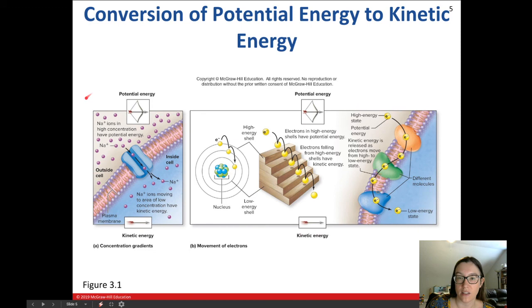And here is a review of our plasma membrane energy, right? Here's our plasma membrane, and here's our high concentration of sodium, and they all have high potential energy because they're all shoved together in this one little spot, and they don't want to be so close to all the other sodium. So if this door opens, they want to go through. And when that happens, the sodium ions that move to the area of low concentration have kinetic energy. So the stored energy here, the energy of position, is the potential energy, and then as they move, that's kinetic energy.